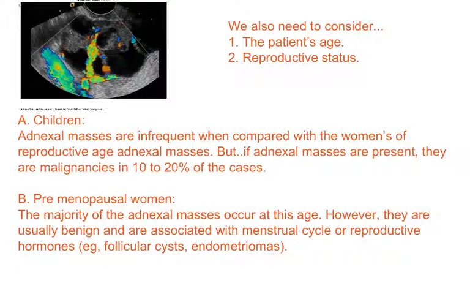Just remember what we said about physiologic cysts. They are usually benign, and they are associated with the menstrual cycle, as we said, or reproductive hormones. So we're talking about follicular cysts, and we're talking about endometriomas. Just remember, endometriomas you can find in any part, say in the fallopian tubes, in the ovaries, or even in the pelvis, and it is a piece of tissue that contains glands. So every time that a woman has her menses, it tends to hurt a lot. It tends to cause dysmenorrhea.